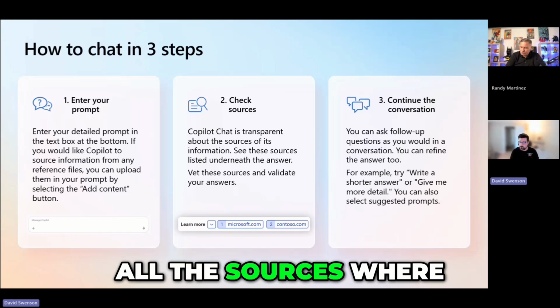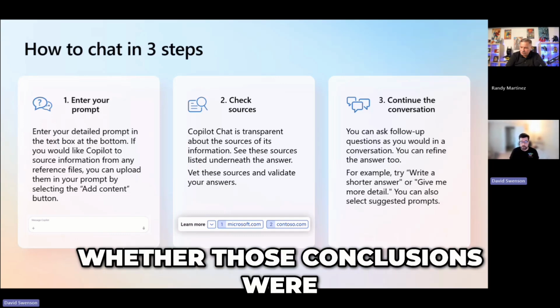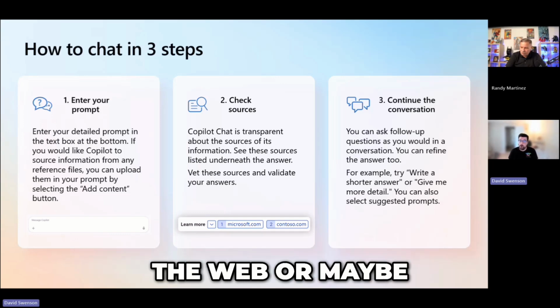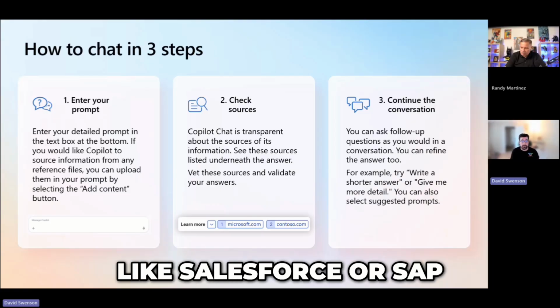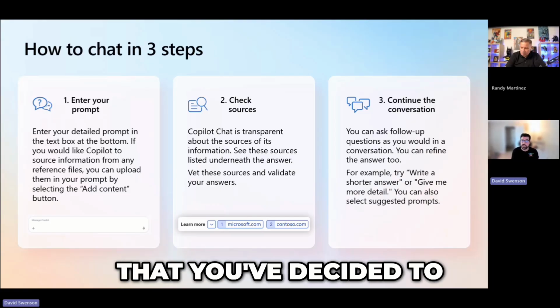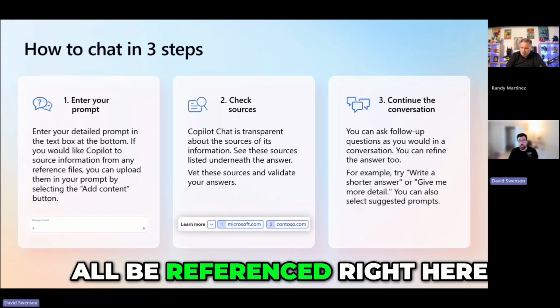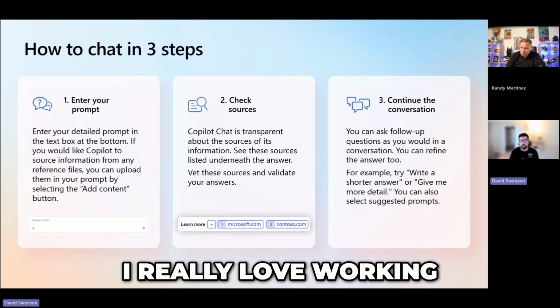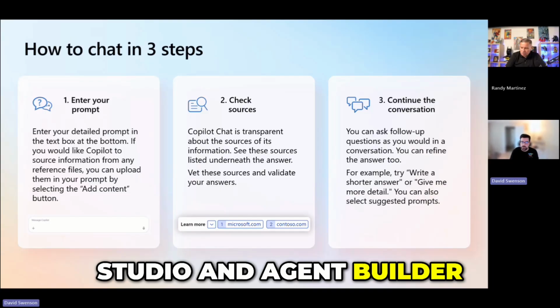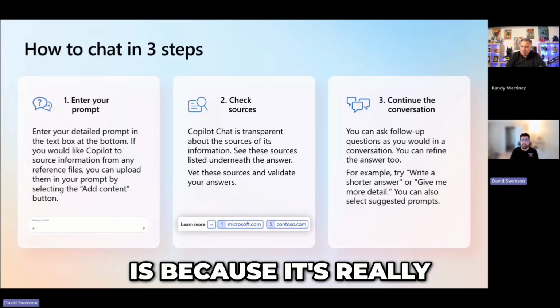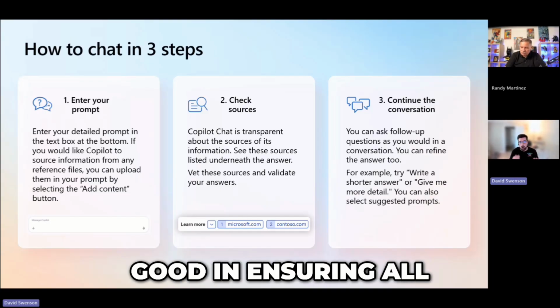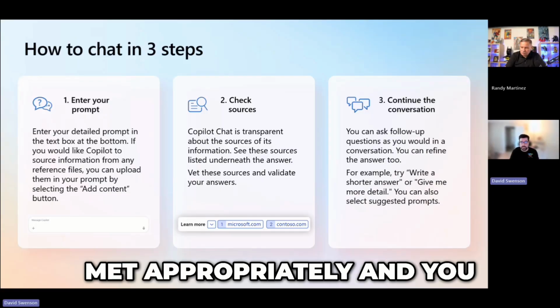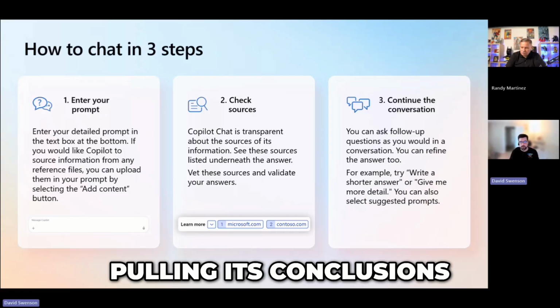All the sources where it drew its conclusions, whether those conclusions were internal or external from the web, or maybe even a third-party system like Salesforce or SAP that you've decided to connect into Copilot, will all be referenced right here. And that's one of the reasons I really love working with Copilot Studio and Agent Builder and all those different areas, because it's really good at ensuring all of your citations are met appropriately and you always know where it's pulling its conclusions.